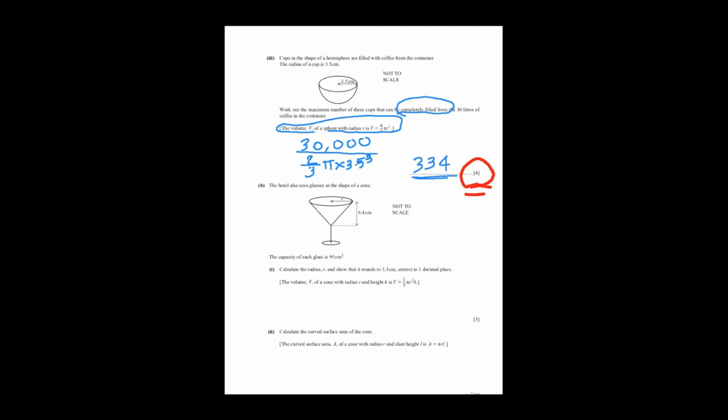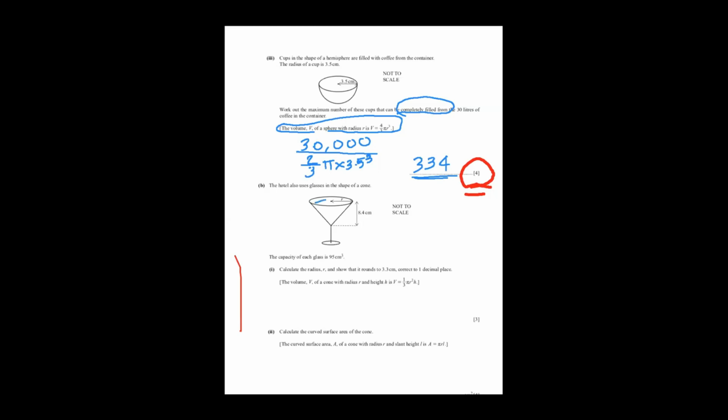Any doubt? If you have any doubt with this question, please let me know. Otherwise, I'm moving to next question. Clear? Now, the hotel also uses glass in the shape of a cone. The capacity of each glass is 95 centimeter cube.